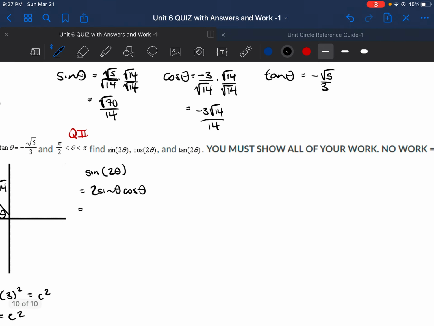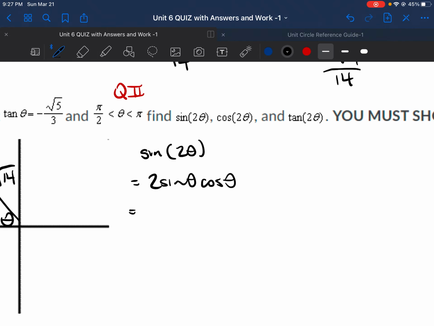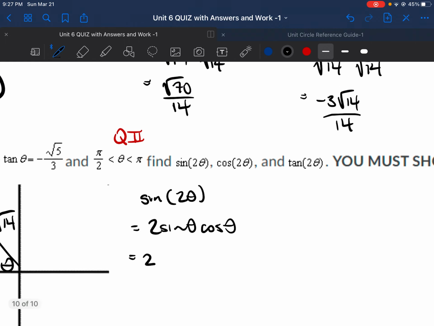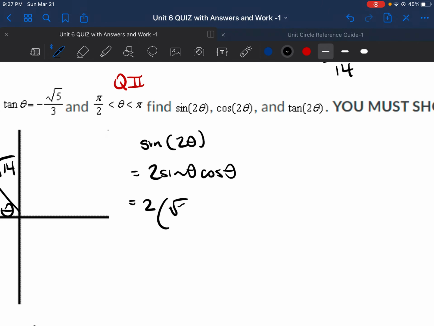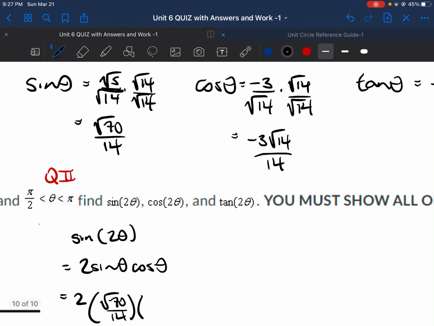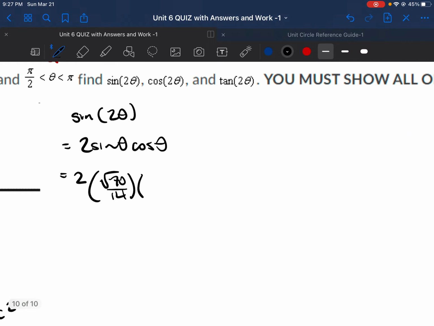Okay, so now that we've got that established, let's start calculating. We're calculating sine of 2 theta, which is 2 sine theta cosine theta. That's 2 times root 70 over 14. And then cosine theta is negative 3 root 14 over 14.